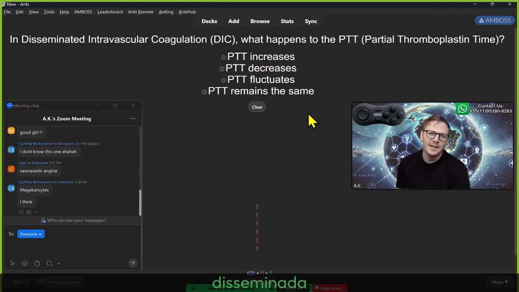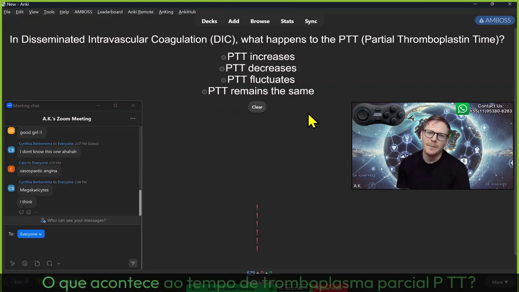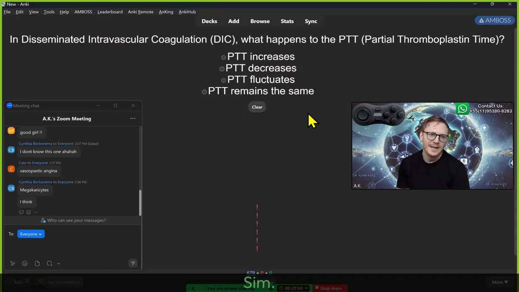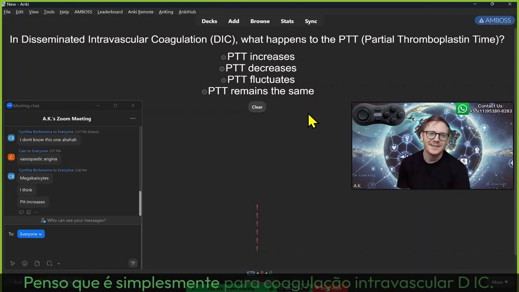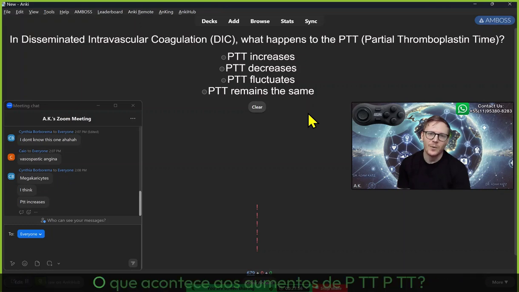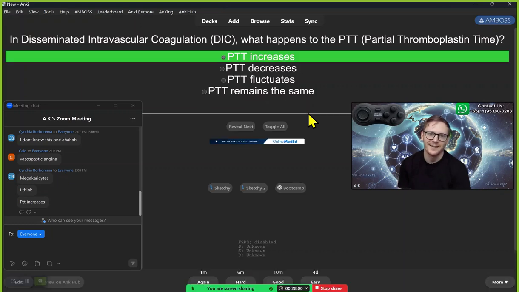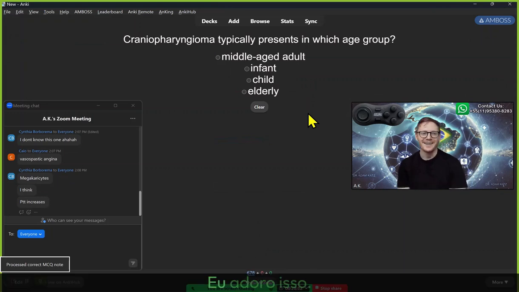In disseminated intravascular coagulation (DIC), what happens to PTT, partial thromboplastin time? Yeah, Cynthia, I was thinking the same thing. It might actually be true. I think it is. Disseminated intravascular coagulation: what happens to PTT? PTT increases. Yeah. All right. I love that we have participation.